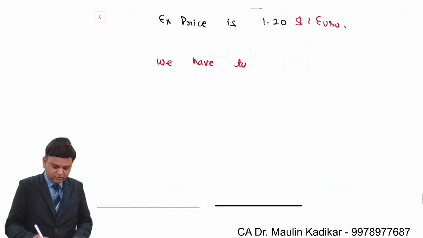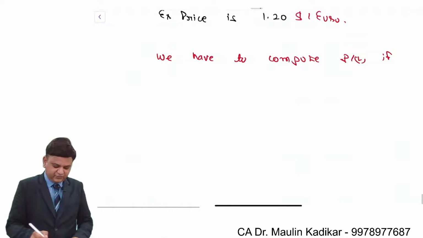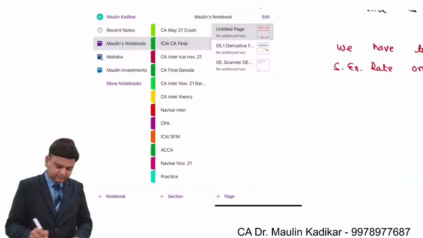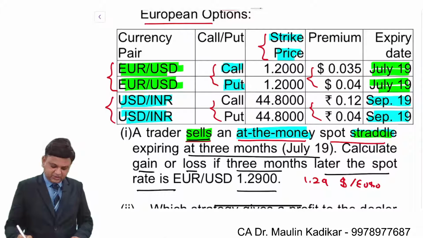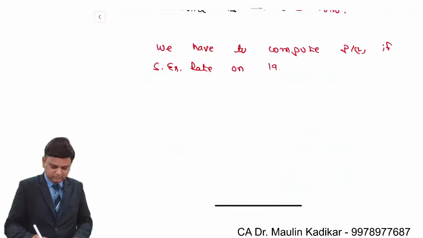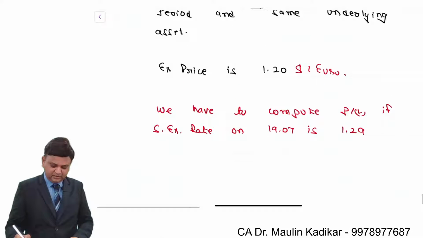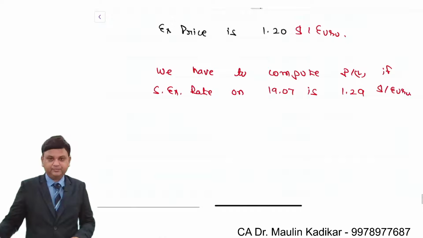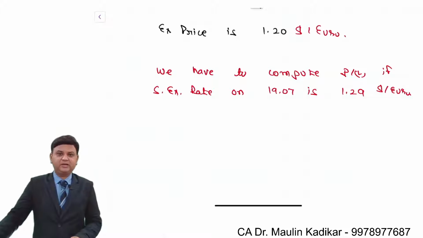We have to compute profit or loss if the spot exchange rate on 19th of July is 1.29 dollar per euro. Try to calculate the answer on your own.